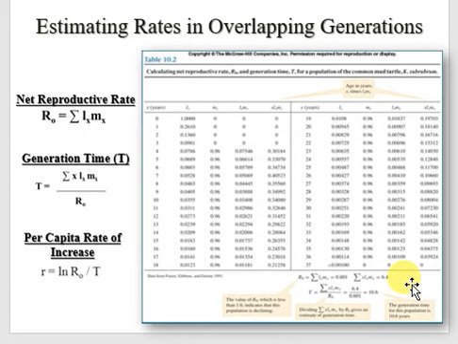Now, taking that value and using it to determine the general trend in the population, since that value is less than 1, right? Again, this is our net reproductive rate. Since our net reproductive rate is less than 1, that means this population of turtles is declining.